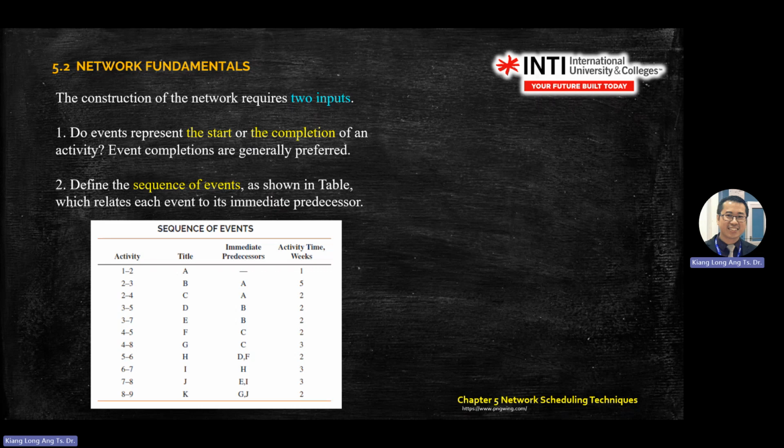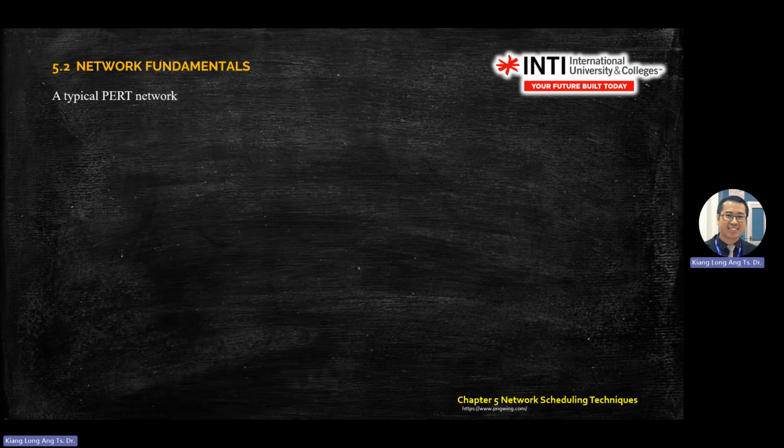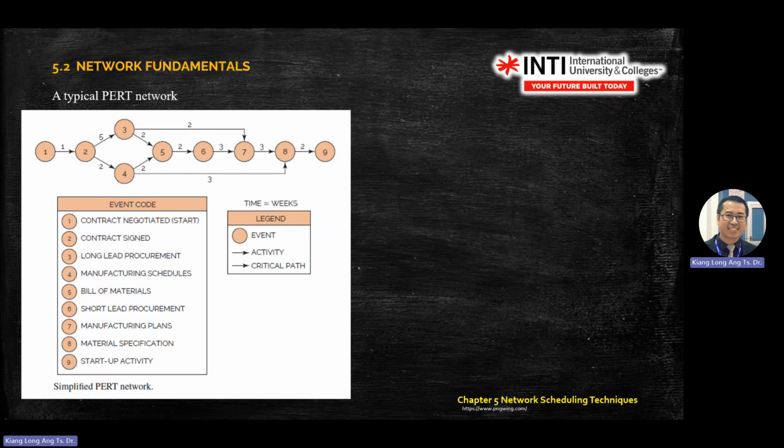For weeks, you assume 7 days per week. If it asks for months, you assume 30 days per month. If it asks for years, we assume you have 365 days in a year. For all this construction, you need the inputs: start and complete, sequence, and so on. Then these are the typical PERT networks. Based on the table, you draw this network.